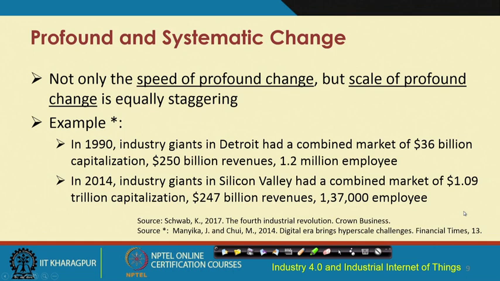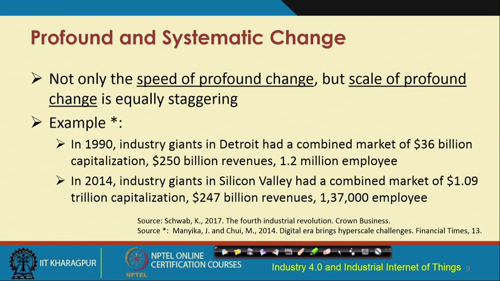And this has happened due to different technologies being used in order to enable these autonomous, self-driven cars. But what is also very important is the increase in the use of technologies such as artificial intelligence and machine learning that is making these newer technologies a reality. So, not only the speed of change, but also the scale of change, the profound change, both are equally important and are increasing at a rapid pace.